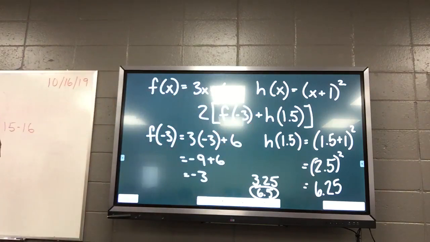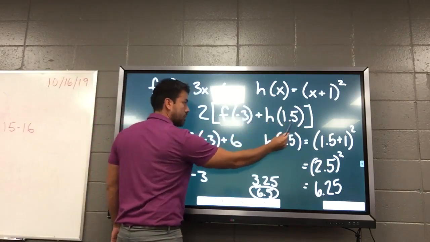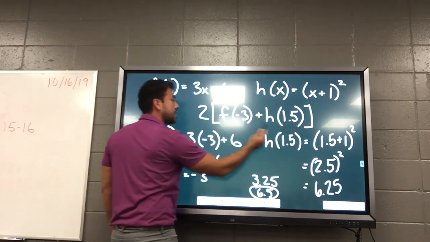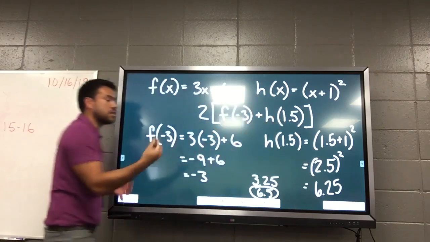So at the end, why did you multiply it by 2? Did you get this being 3.25 right here? And so you see that 2 outside? You just multiply by that number. It's like double what that was.